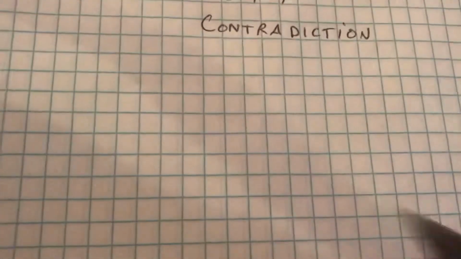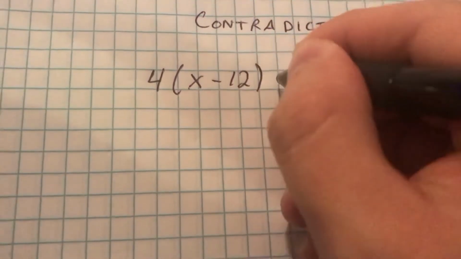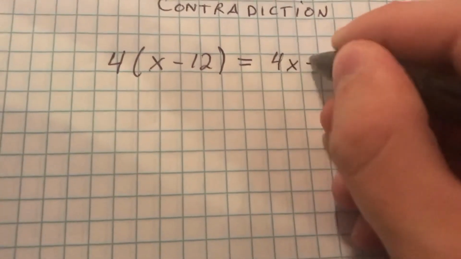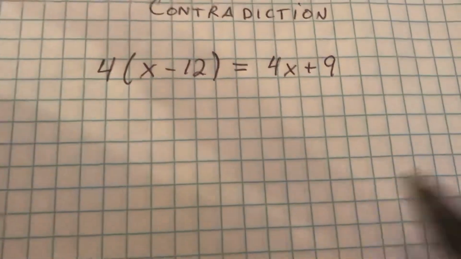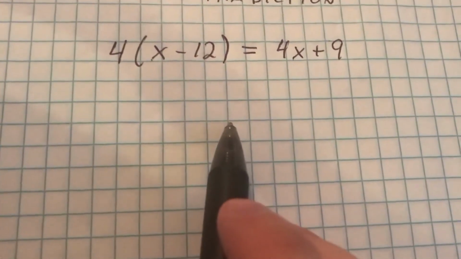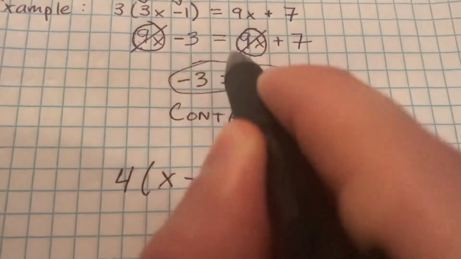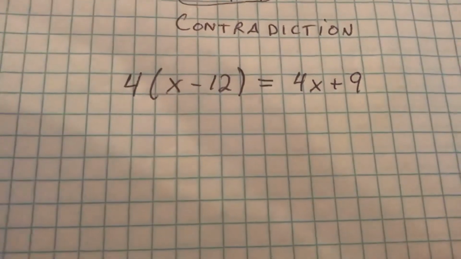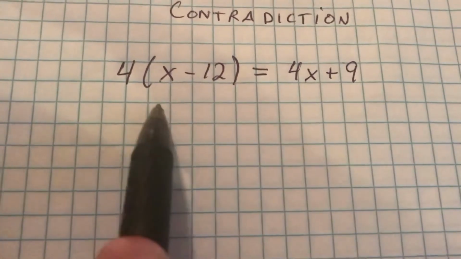So I want you to do one on your own. Let's say the equation was 4 times, in parentheses, x minus 12 is equal to 4x plus 9. Let's say that was your equation, okay? So I would want you to solve this. And what I want you to do is come up with some statement at the end and see if it's equal. If it's not equal, then it's a contradiction. So tell me what your statement at the end is, and tell me how you got there. This will be your assignment for Google Classroom.